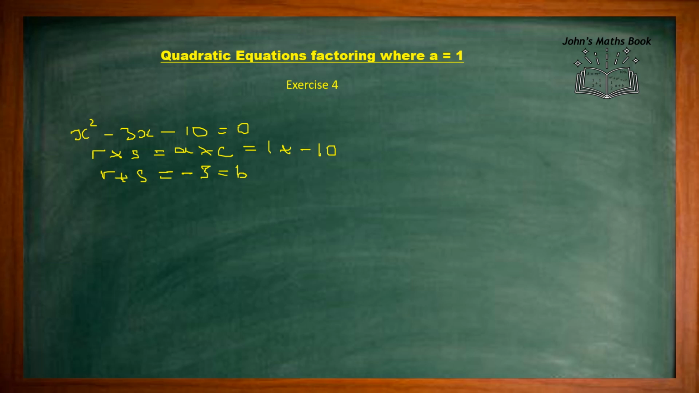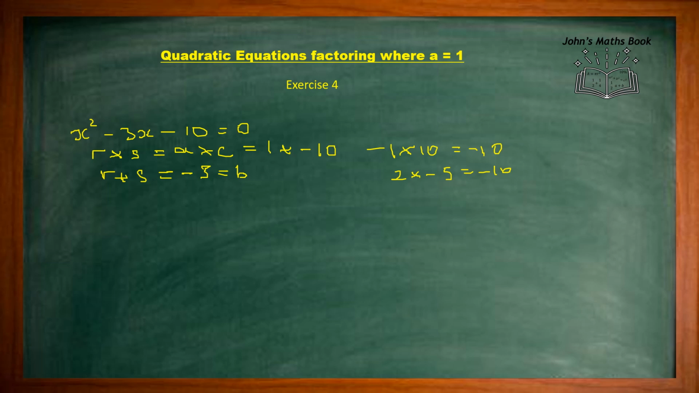So let's look at some numbers that multiply together to give minus 10. So we can look at minus 1 multiplied by 10. That gives us minus 10, but minus 1 plus 10 gives 9, so that won't work. So 2 multiplied by minus 5 also gives minus 10. So 2 minus 5 gives minus 3, so that satisfies the r plus s part of the equation. It's the same as b.